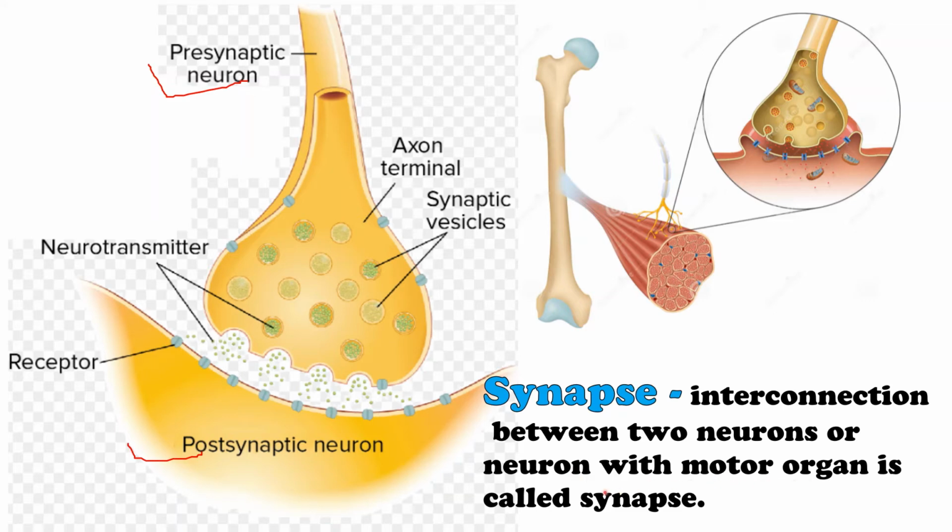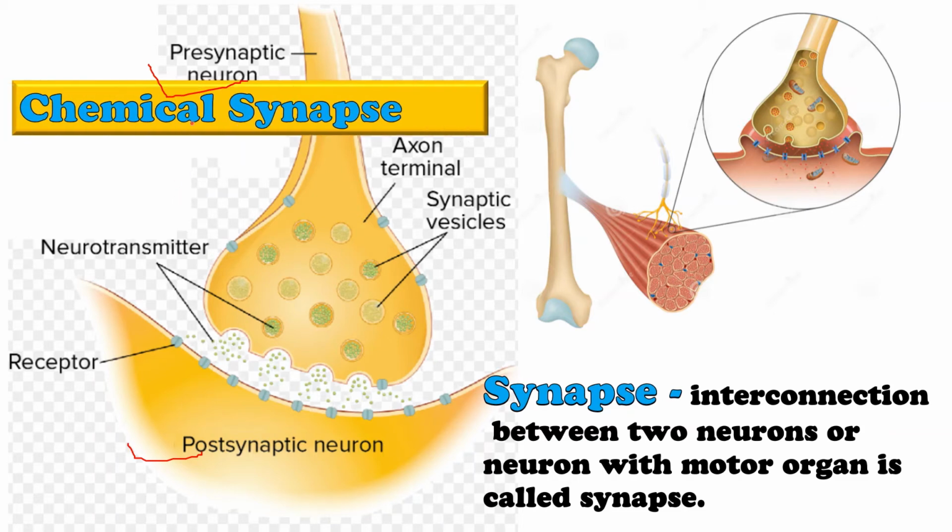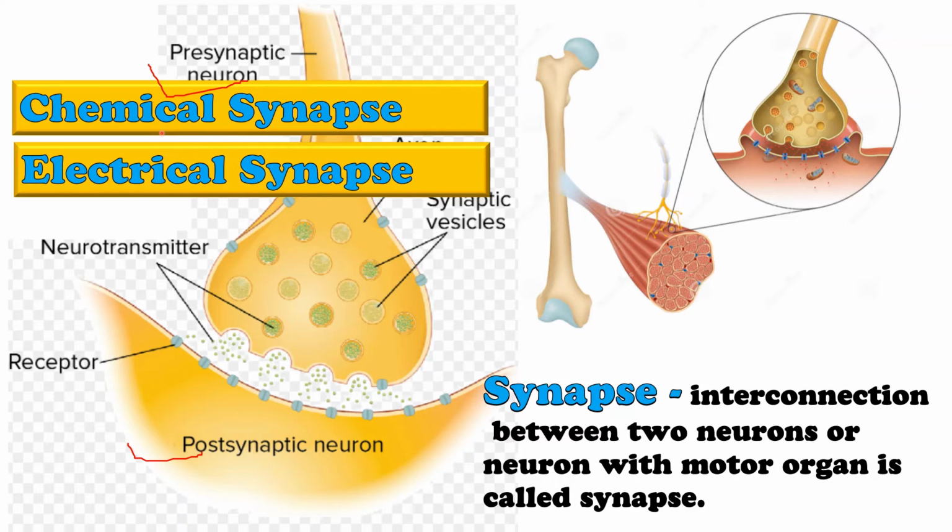This synapse carries the message in the form of chemicals. Such synapses are called chemical synapses. Students, sometimes the gap between the two neurons is very small, that is, even less than 3.8 nanometer. So in this case, the message in the synapse is conducted in the form of electrical impulse. So such synapses are called electrical synapses. So remember the terms chemical synapses and electrical synapses.